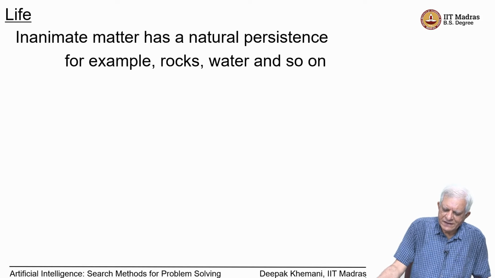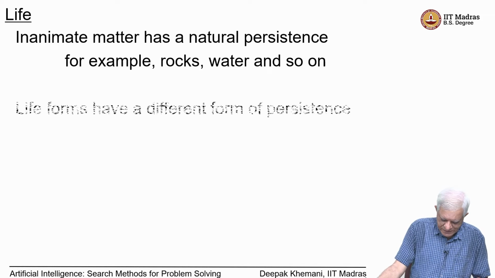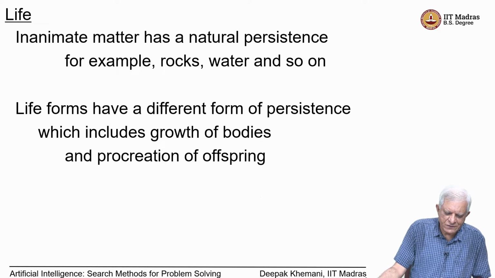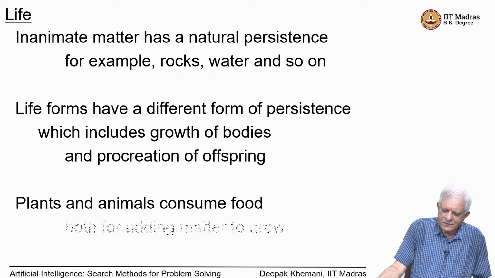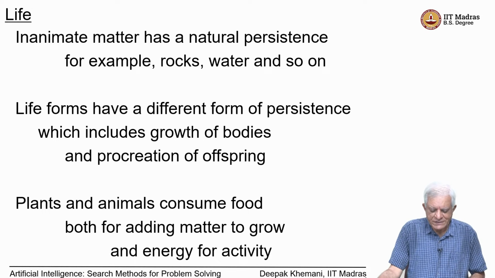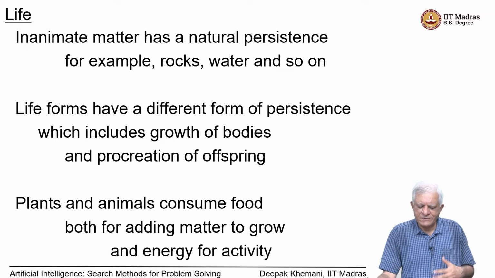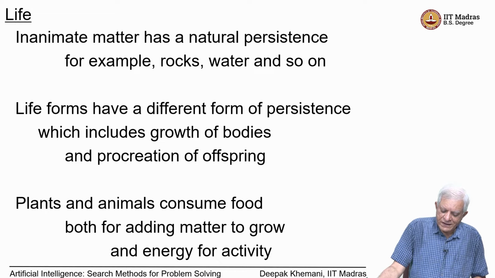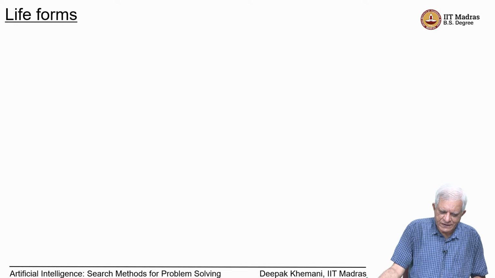Inanimate matter has natural persistence, for example rocks and water and so on, if you ignore things like erosion and evaporation. Life forms have a different form of persistence, which includes growth of bodies and procreation of offspring. I mean, that's what life is all about. You eat and you procreate. Plants and animals consume food, both for adding matter to grow their bodies and for the energy that they need to move around. So food is basically a source of energy for us and also a source of matter.